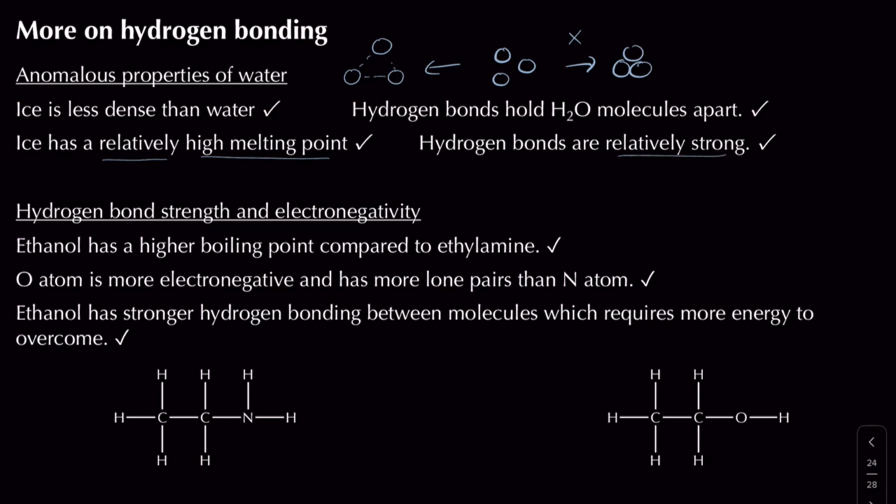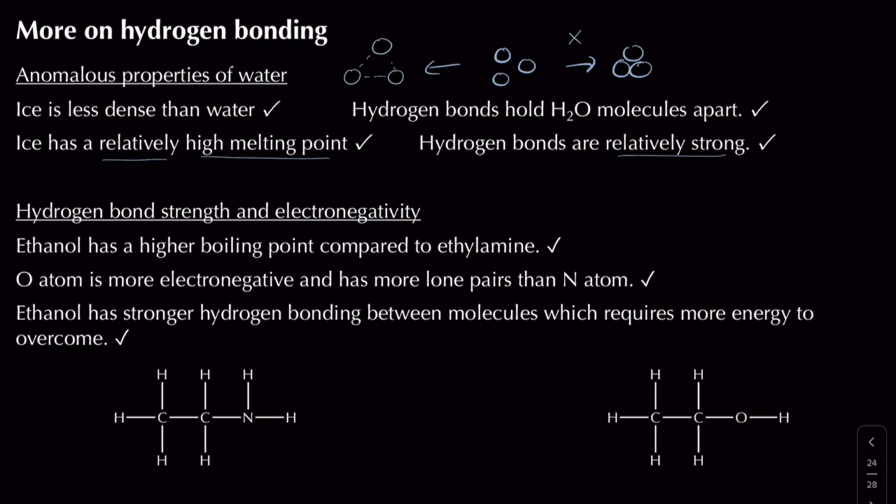So yeah, of course it's relatively high compared to anything else that you deal with, like a molecule like chlorine, bromine, or even things like your alkanes like methane and stuff as well. Now, another thing that you need to be able to do in the exam is compare the strength of a hydrogen bond.